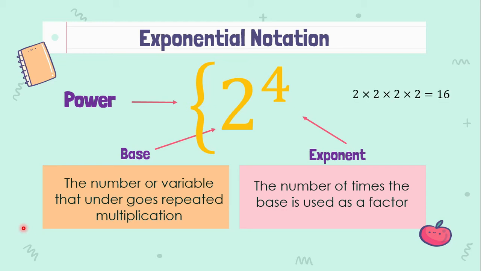And we have 2 times 2 times 2 times 2, which is equal to 16. That is what we call now the expanded form of 2 raised to 4.